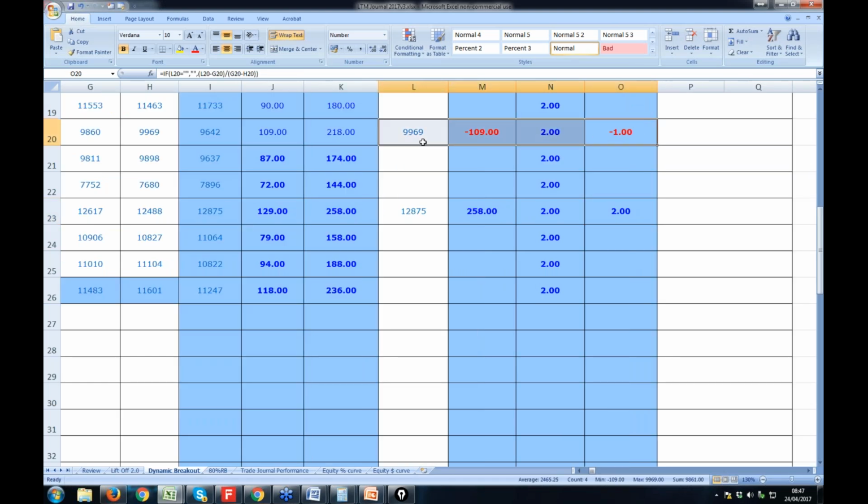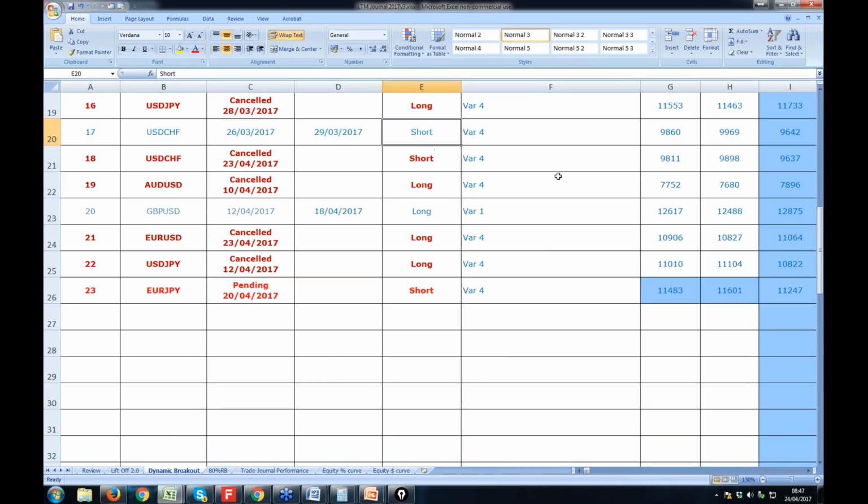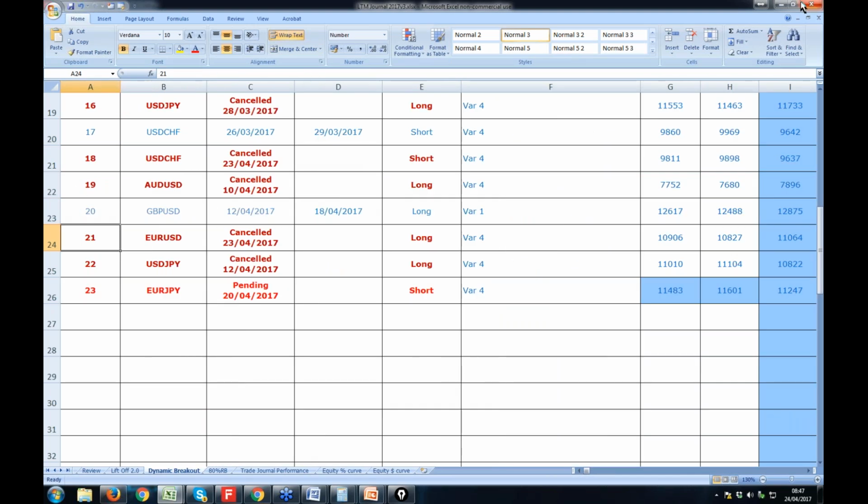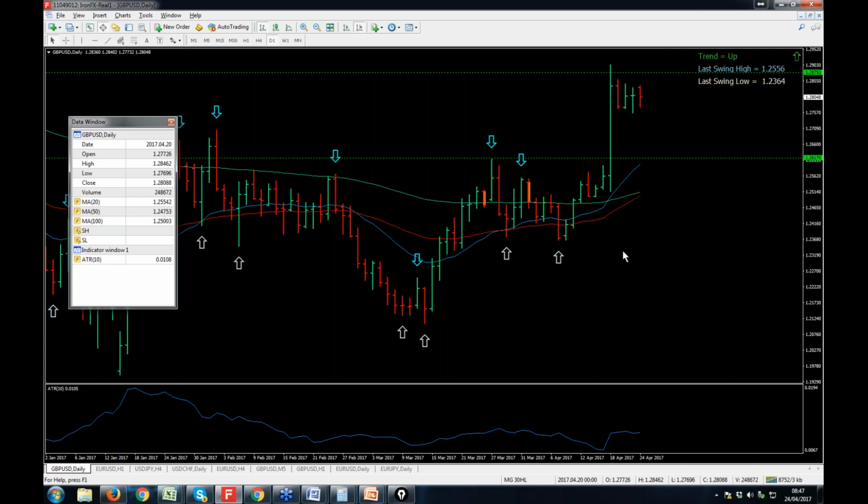And here you can see we've also printed the losses as well. So we also took a loss on this dollar Swiss trade, between 26 and 29. That's also been published transparently too. So it's not just about the winners. Everything here is completely transparent. You can see profit, loss, everything in real time. So that's the key. And that's the variation one.